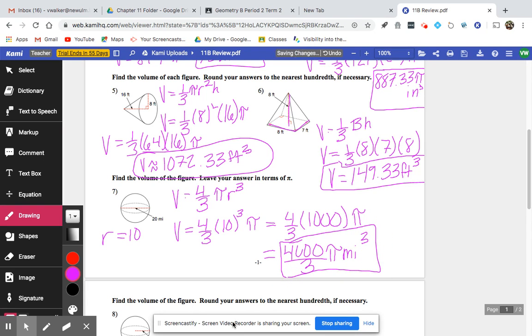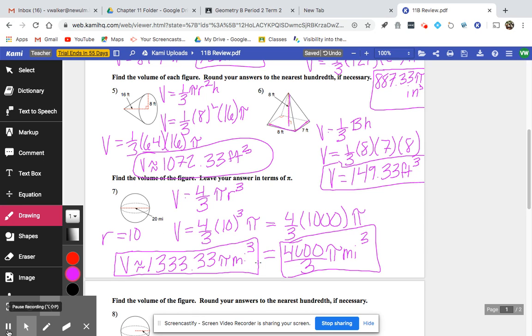Now, if you wanted to convert that into a decimal, you certainly could, but we still need to leave that in terms of pi. So we need to convert 4,000 divided by 3 into a decimal. So that'd be 1333.33 pi miles cubed. So if you wanted to convert that 4,000 divided by 3 into a decimal, that's how you would do it. Either one is acceptable. If you want the exact answer, though, I'd probably lean more towards that one.